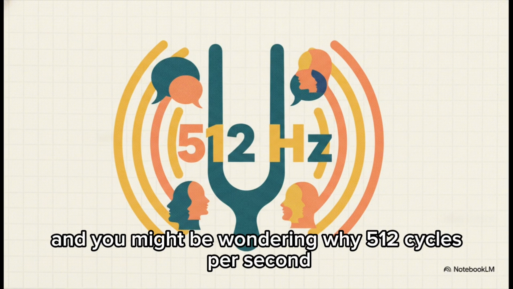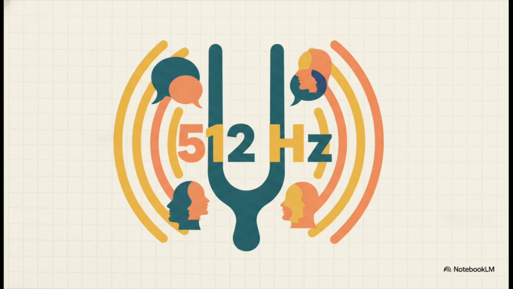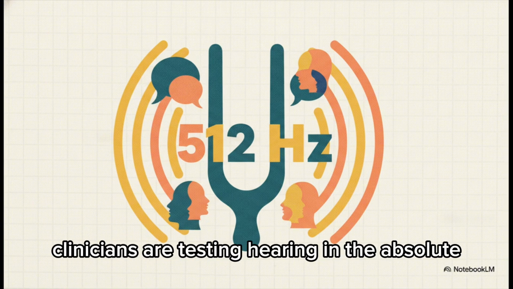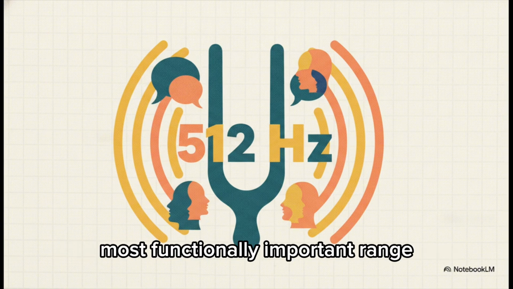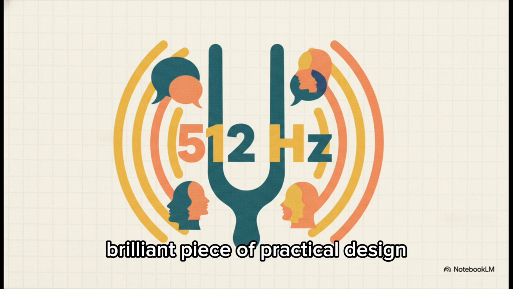And you might be wondering, why 512 cycles per second? Well, because that is exactly tuned to the frequency of normal human speech. By using this exact frequency, clinicians are testing hearing in the absolute most functionally important range for daily human communication. It is just a brilliant, brilliant piece of practical design.